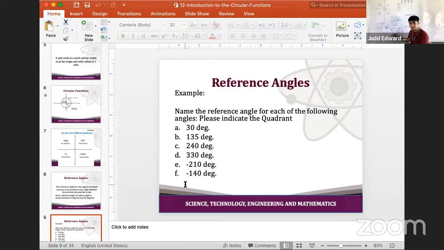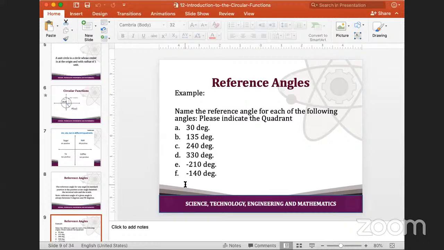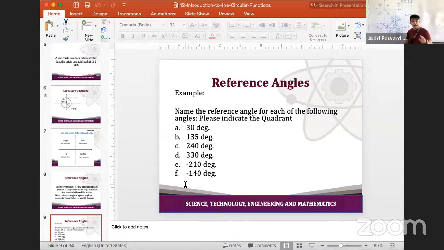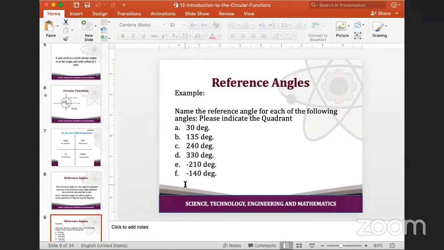Sir, yung natitira po doon. Yung natitira, 60. Ano yung natitira nito na nakatabi sa x-axis? That is 60 po. Therefore, the reference angle of 120 is 60 degrees. Maliwanag na? Yes, or no? Yes po. Sana maliwanag na sa inyo yun, ha?